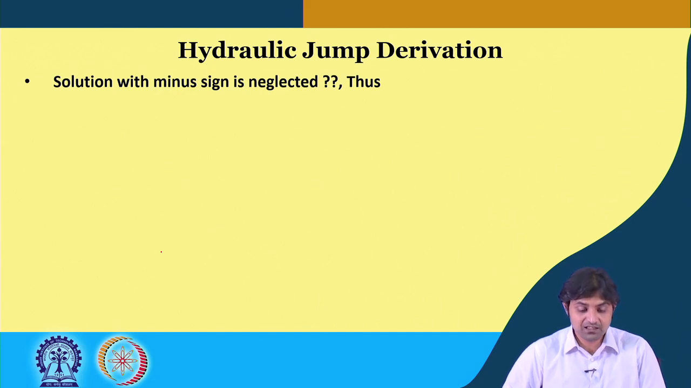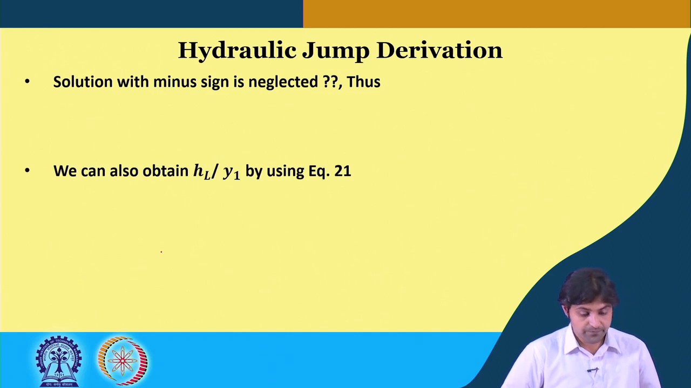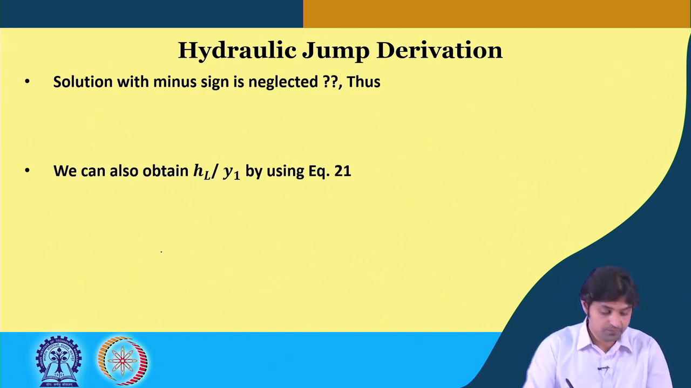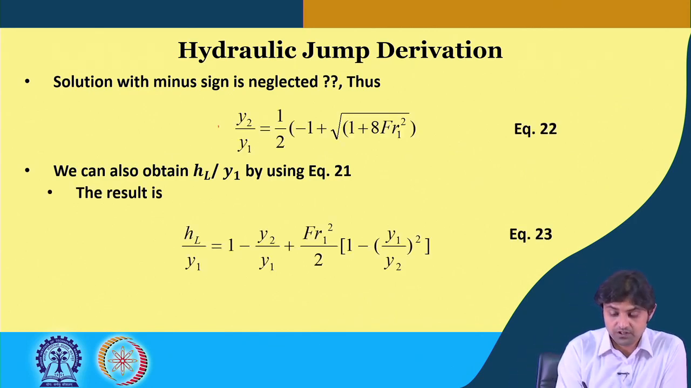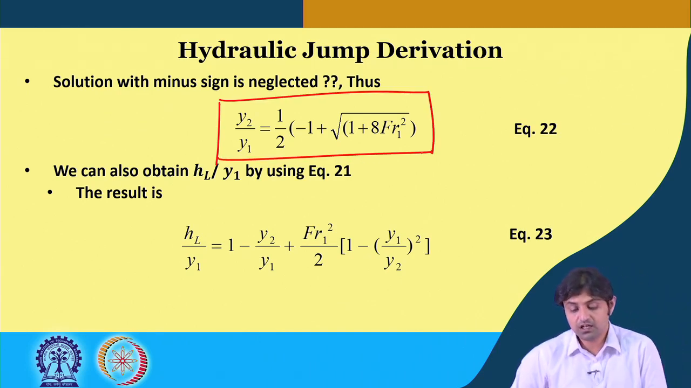So, we neglect the solution with the minus sign. Therefore, we get the final solution as y2 by y1 is equal to half into minus 1 plus under root 1 plus 8 Fr1 whole square. Because the negative solution is neglected, as this will give a negative value of y2, okay, which is not possible. All right. So, that minus sign is neglected.